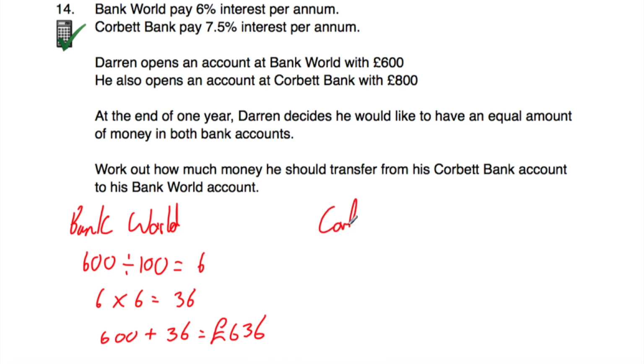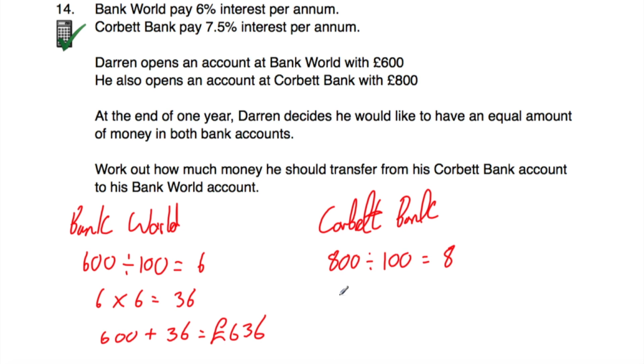Now if we consider his Corporate Bank account, he had £800 in the bank, so let's take the £800 and divide it by 100. That's 1%, so that's equal to £8. So 1% is equal to £8. He received 7.5% interest, so we want to find 7.5%. So 1% is £8. If we multiply that by 7.5, we'll find 7.5%.